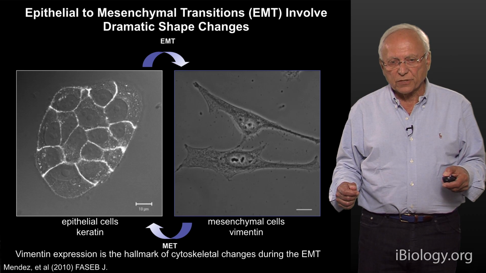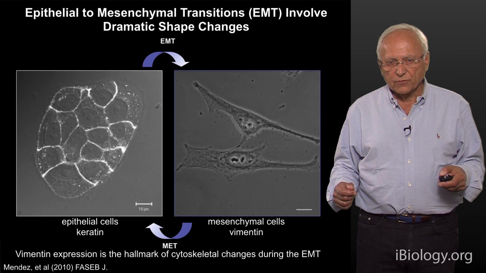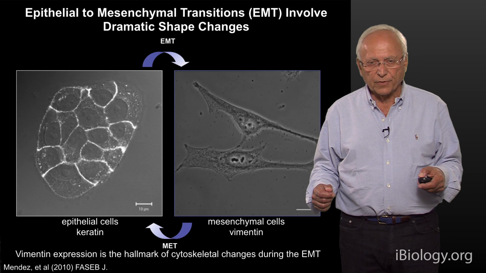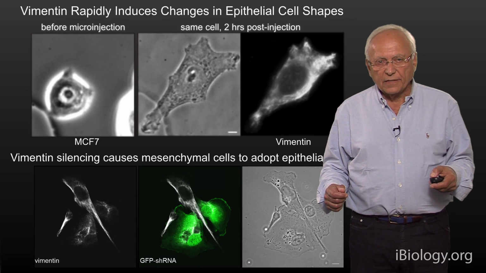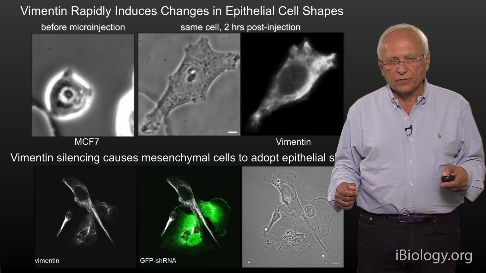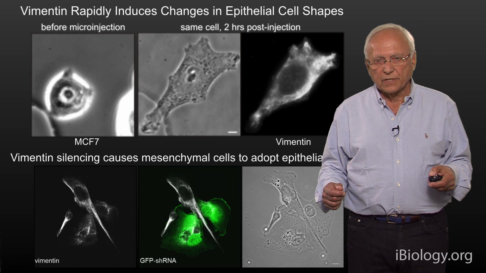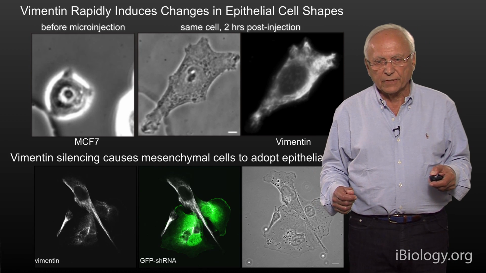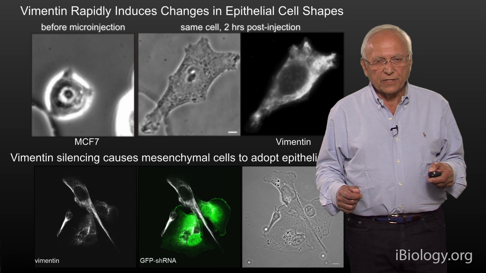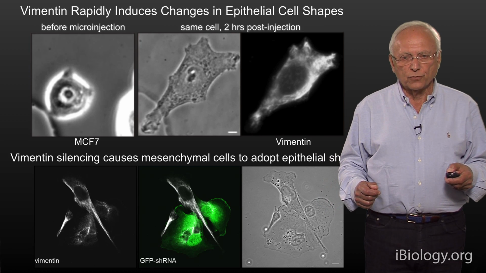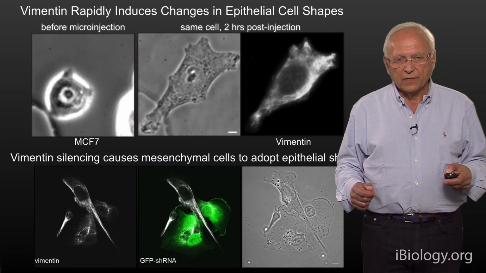So Vimentin expression is a hallmark of the cytoskeletal changes that take place during this EMT. On the next slide, we can show that Vimentin actually can induce changes in epithelial cell shapes very rapidly. So if we look at the top panel, we can see an MCF7 cell, which is a human breast epithelial cell, which is round, it's a single isolated cell.